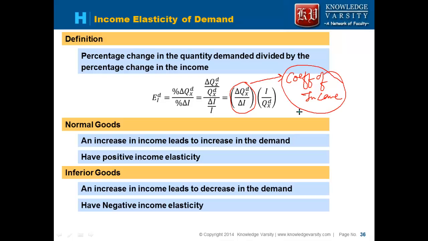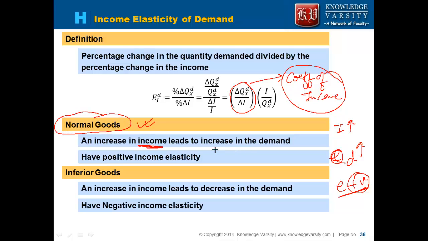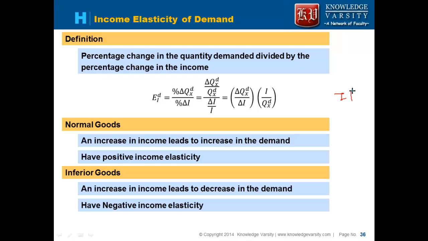Now typically what you find is that when income increases, the quantity demanded increases. That means elasticity is positive. This is what we usually see, that elasticity is positive. Note that not always this is true. So only for those goods wherein this happens, we call that a normal good. In the case of a normal good, an increase in the income leads to an increase in the demand. So the normal goods have positive income elasticity, whereas there are some goods where, when the income level increases, you find that the quantity demanded decreases.